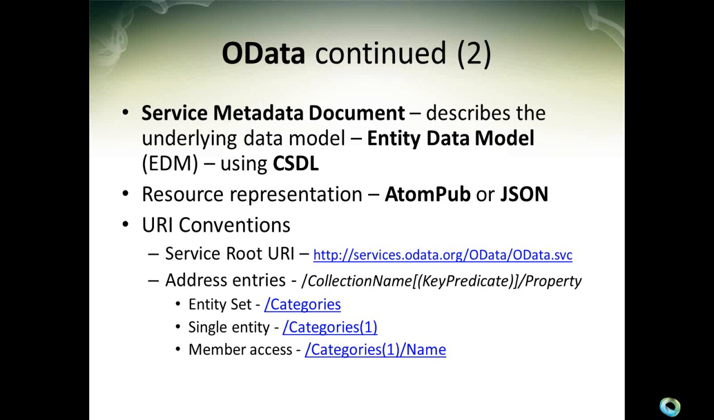Optionally, we can type a key predicate, which is basically the primary key in the database, and thus we can extract a single entity from our data source. We can get even more specific and type a property of our entity. This way, OData will return only the data for this particular property. Let's see that in action.